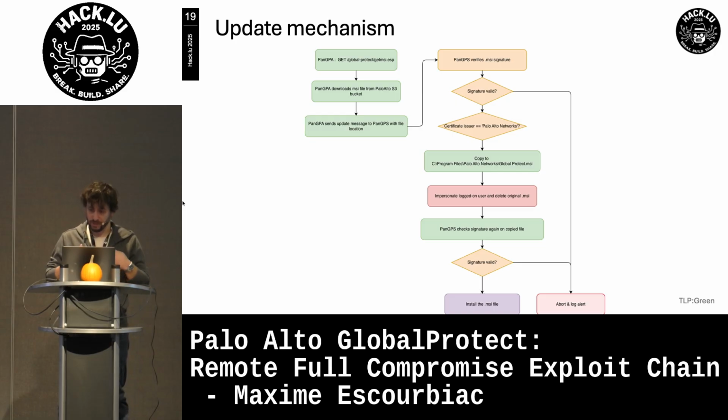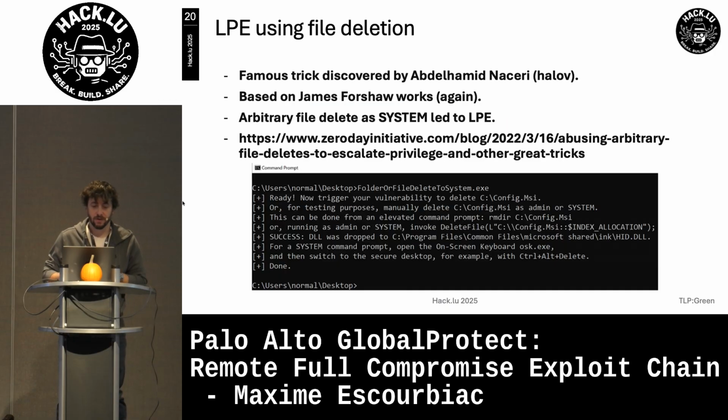After the move, PanGPS checks the signature again, and if the signature is valid, it installs the MSI. In the red box, we see it impersonate the logged-on users and try to delete. Wow, interesting. Another trick is based on James Forshaw's work again, because each time this guy publishes a blog post, it's always a source of new vulnerabilities on Windows.